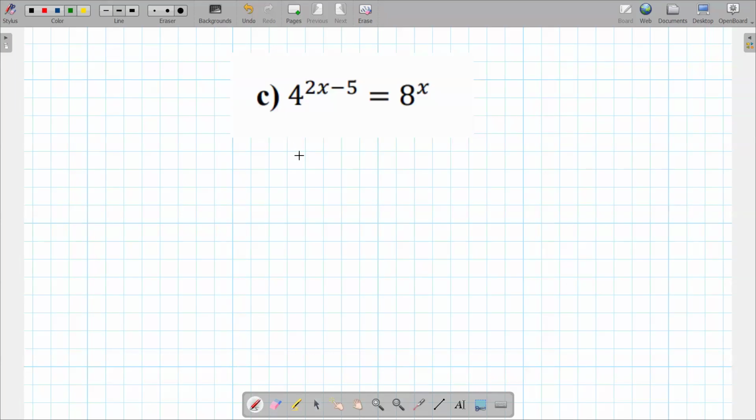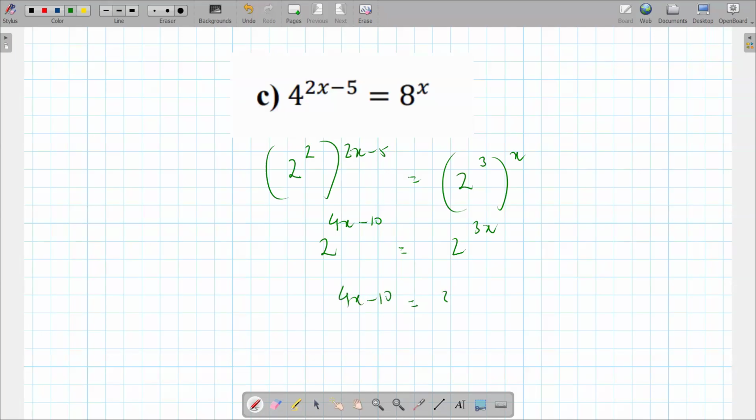So it'll be 2 squared, that's 4, to the 2x minus 5 is equal to 2 to the 3x. What's the power of 2 on the left-hand side? 4x minus 10 is correct. What's next? Right, so it'll be 4x minus 10 equals 3x, x equals 10. Done.